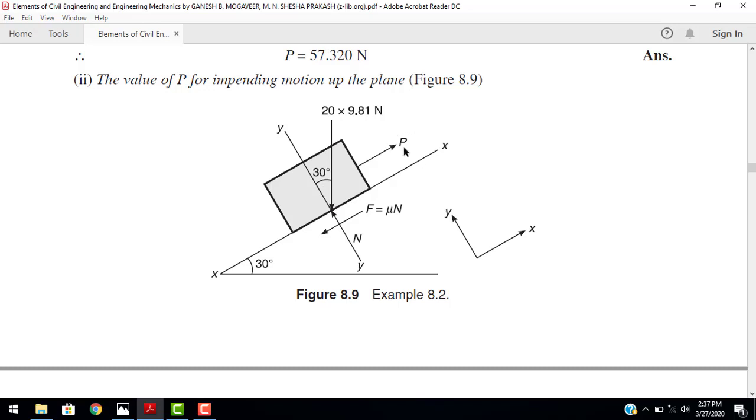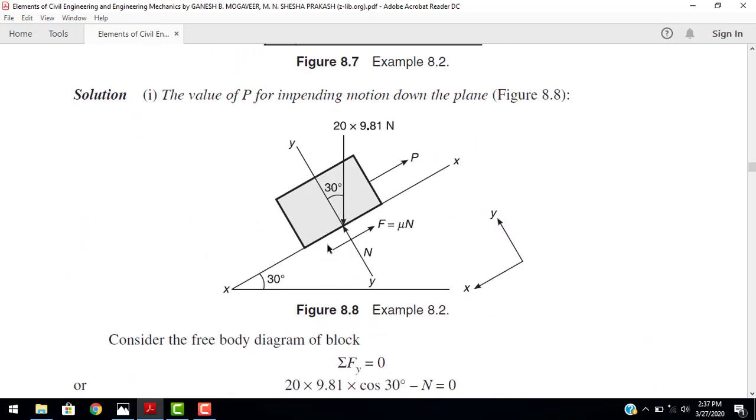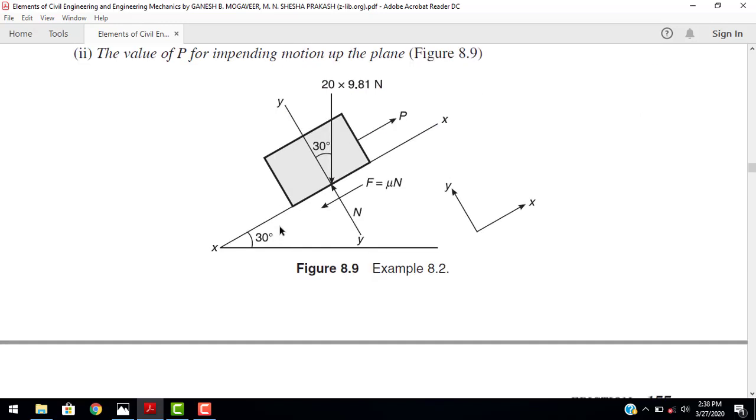As the block moves in the upward direction, in this case the frictional force is acting in the downward direction. If you observe the previous figure, the frictional force was acting in the upward direction. Why? Because the block was moving in the downward direction. Here the block is moving in the upward direction, so the frictional force is acting in the downward direction.